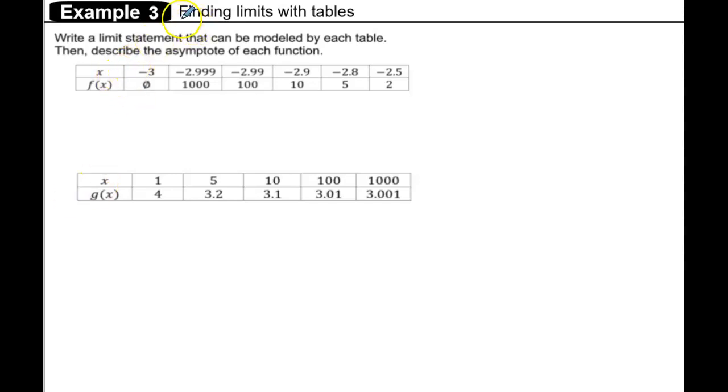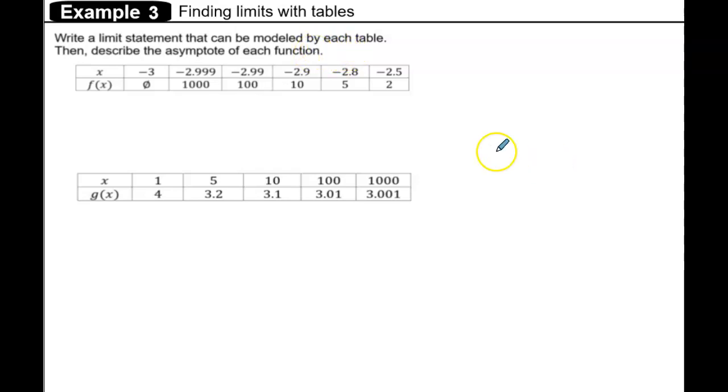Okay, welcome back. In example 3, we're going to be finding limits by looking at the table of ordered pairs and write a limit statement that can be modeled by the data in the table, describing the asymptote of each function with that limit statement.